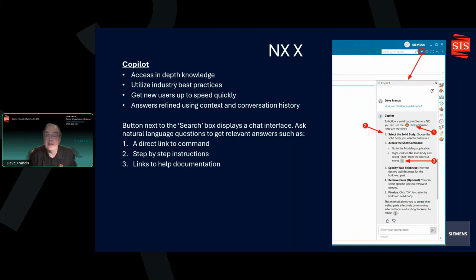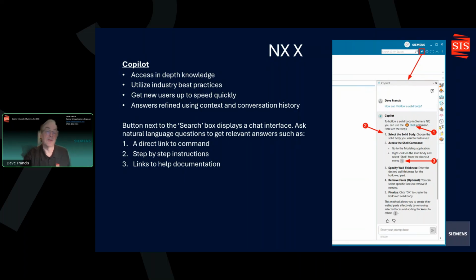And Copilot is an exciting new AI tool that provides a chat interface for you to ask natural language questions. And it has access to in-depth knowledge and industry best practices, which makes it a great tool for new users that are learning NX. But it can also be very helpful for experienced users that are looking to learn new functionality, because it can provide step-by-step instructions with relevant links to help documentation and the commands.